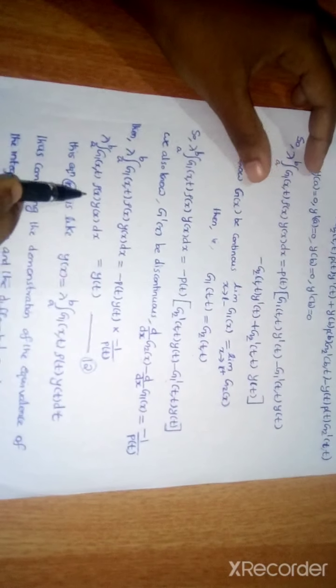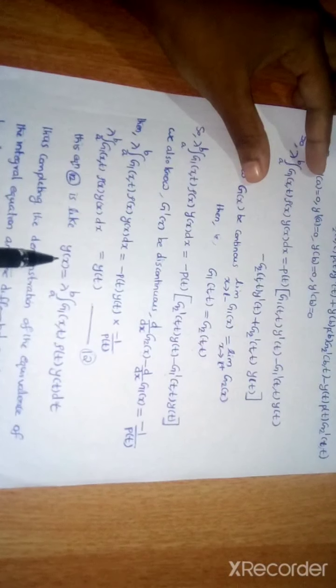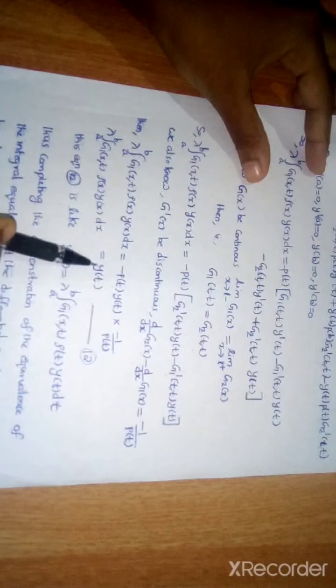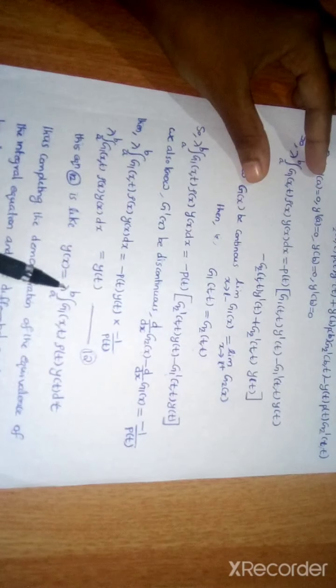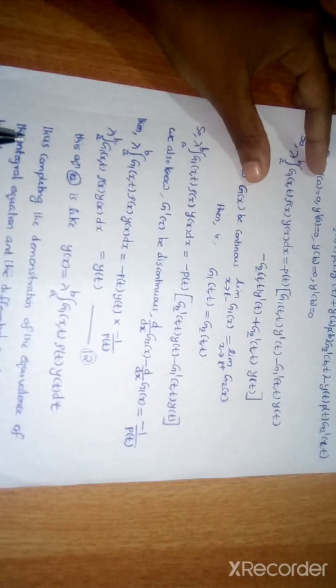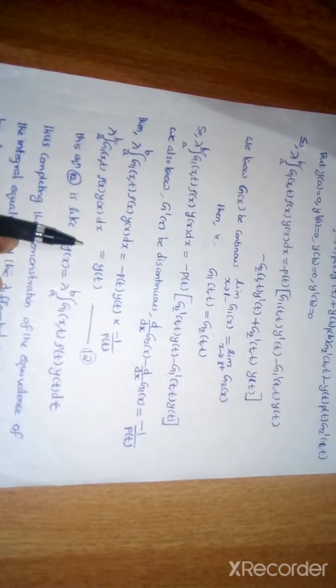So remember our earlier equation was y of x equal to lambda integral a to b g1 of xt rho of t y of t dt. So this equation is always similar to the earlier equation. So we are completing the demonstration of equivalence of the integral equation and the differential equation plus boundary condition. Okay, now we move to an example.